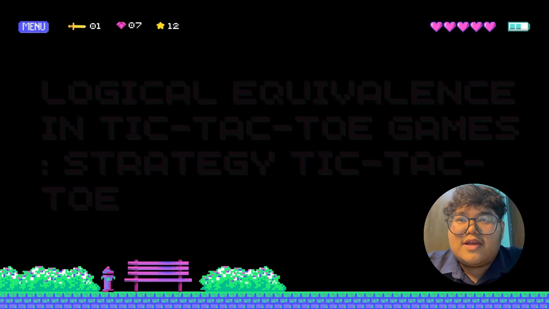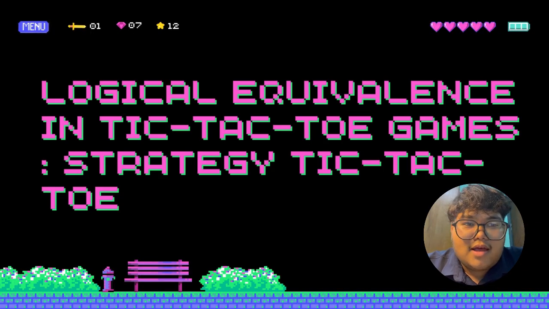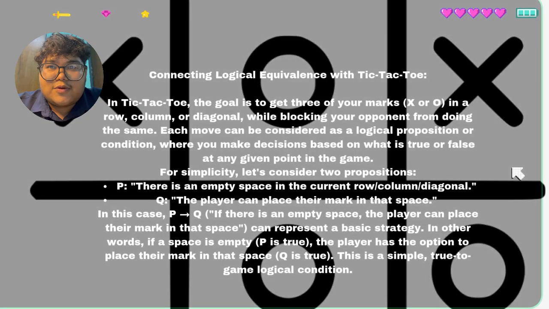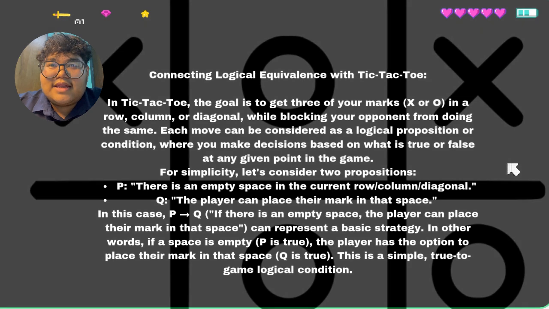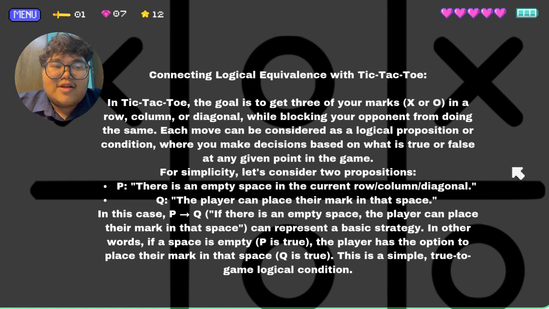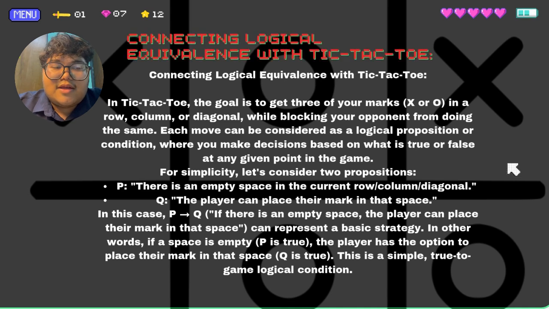So for now, I will explain to you about logical equivalence and how it's connected to tic-tac-toe games by using the strategy in tic-tac-toe. So, connecting logical equivalence with tic-tac-toe. In tic-tac-toe, the goal is to get three of your marks, X or O, in a row, column, or diagonal, while blocking your opponent from doing the same. Each move can be considered as a logical proposition or condition where you make decisions based on what is true or false at any given point in the game.